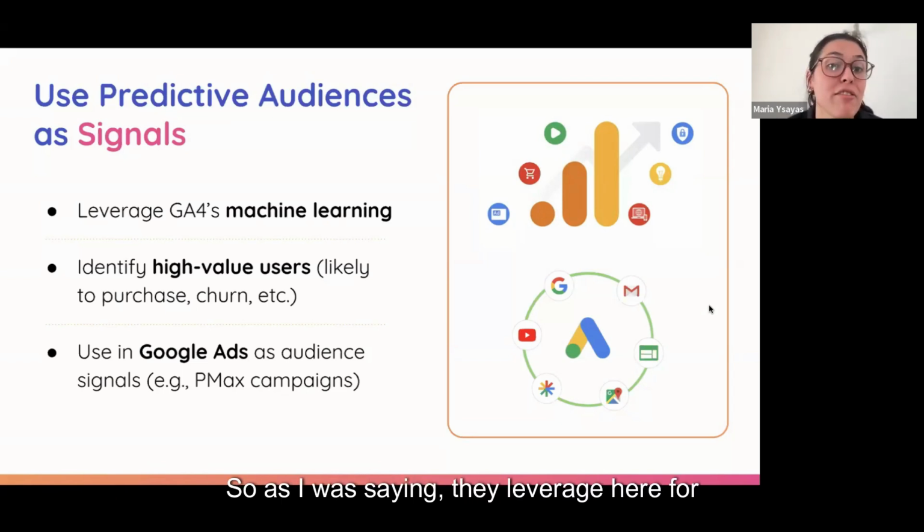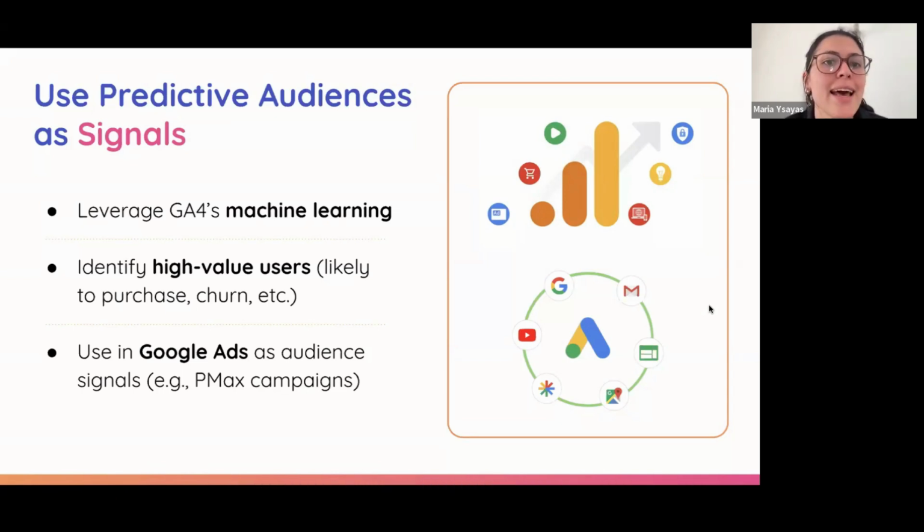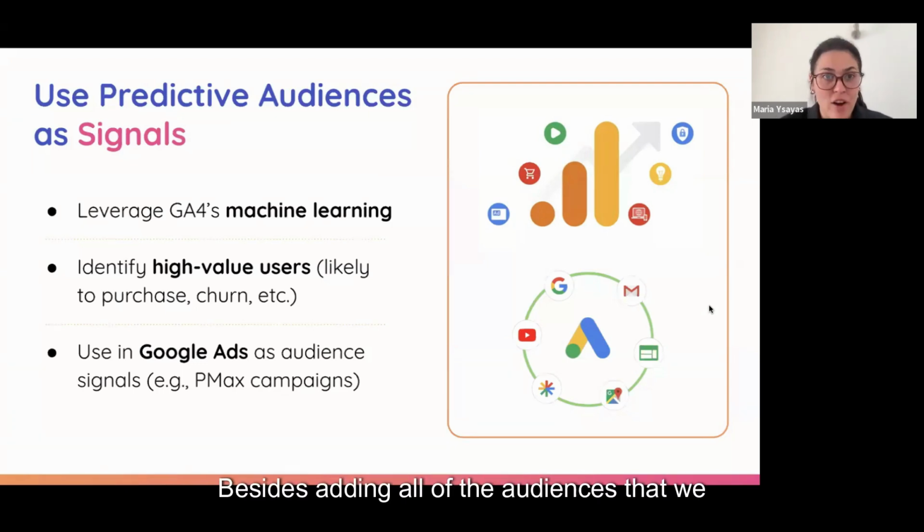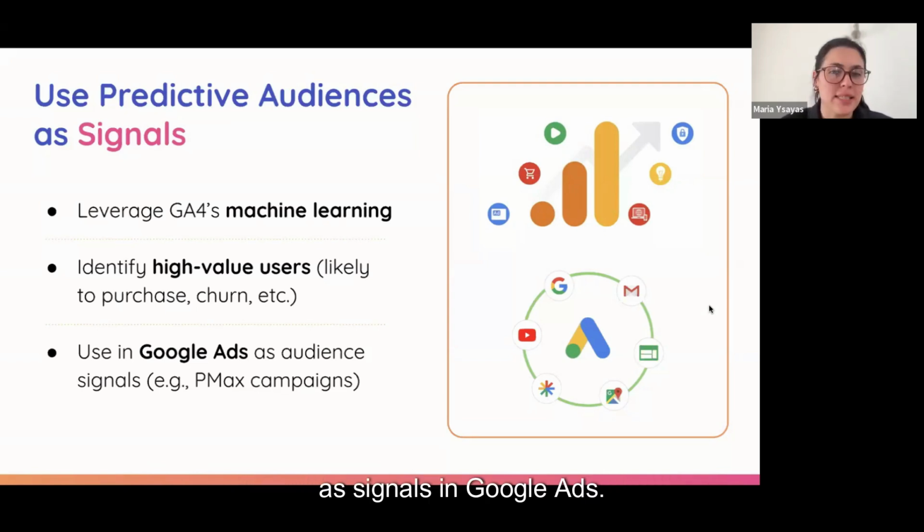So as I was saying, they leverage machine learning, and it's a capability that allows us to predict customer behavior. Besides adding all of the audiences that we currently have and we know are part of our website, we should as well be adding these types of audiences as signals in Google Ads.